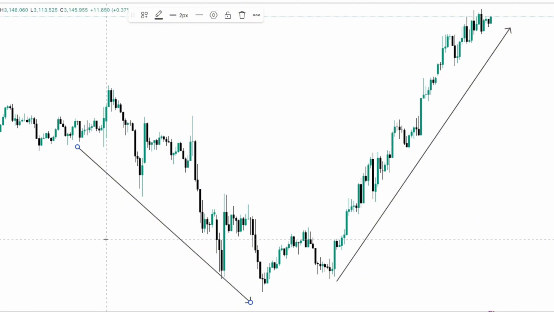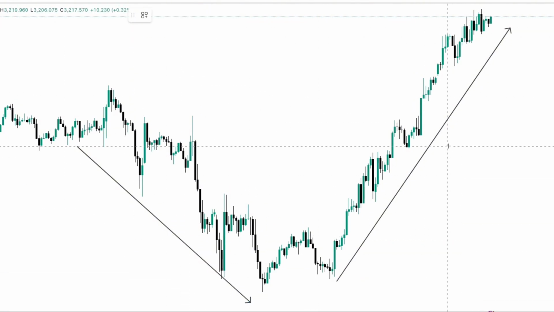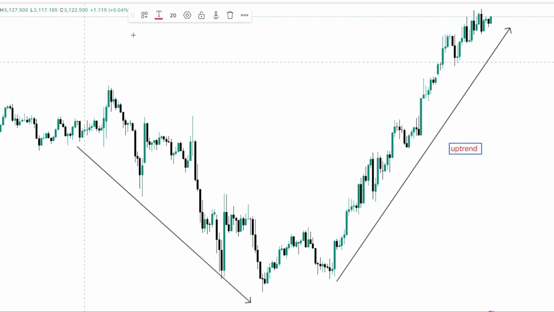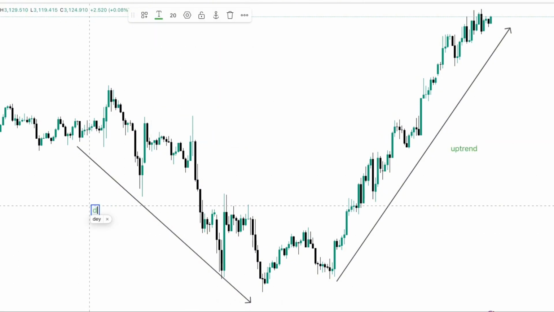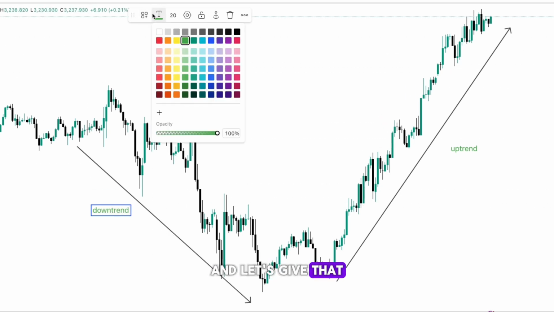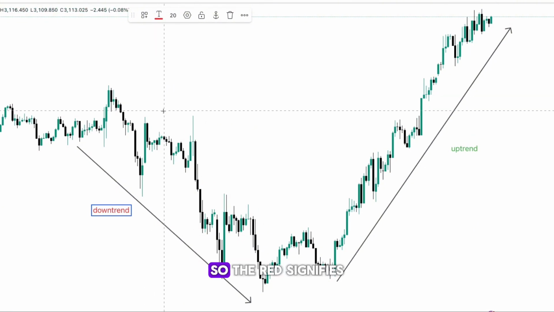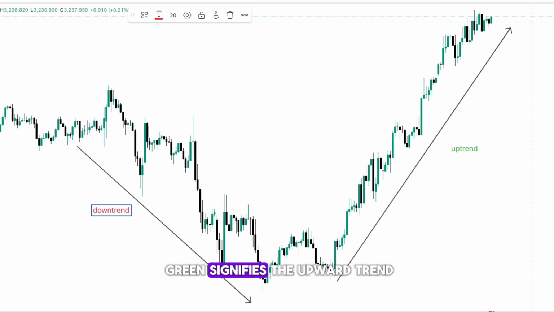So let's put this down in writing so you can see. And let's give that the red color. So the red signifying the downtrend and the green signifying the uptrend.